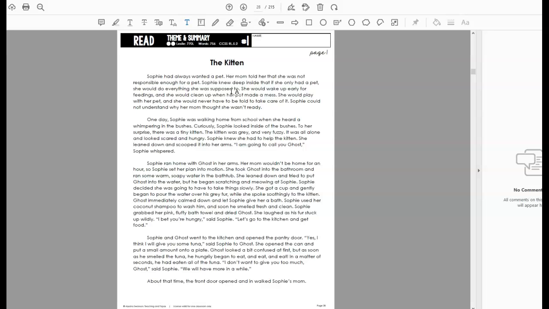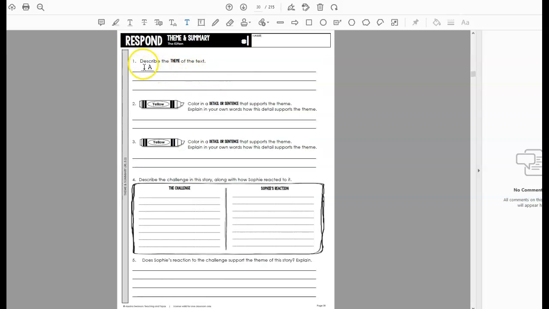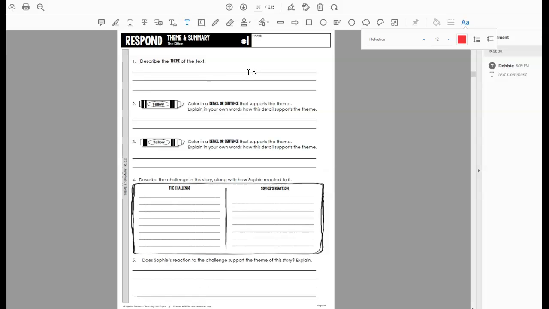It doesn't mean that it was perfect. She had problems getting it to take a bath, and then she gave it some tuna. And so she's showing that she changed. So how did Sophie change from the beginning of the story to the end of the story? I would say she became responsible. But that's not a theme. That's kind of like the topic, the overall idea.